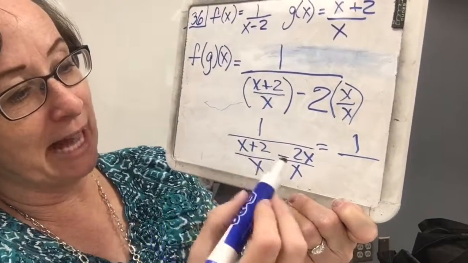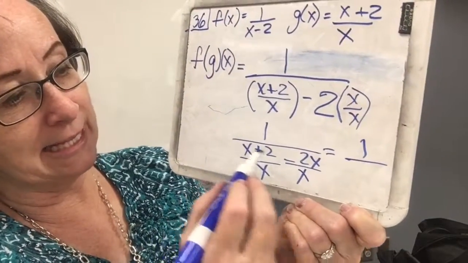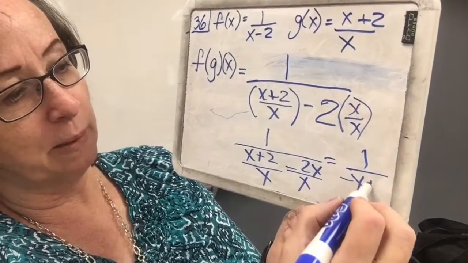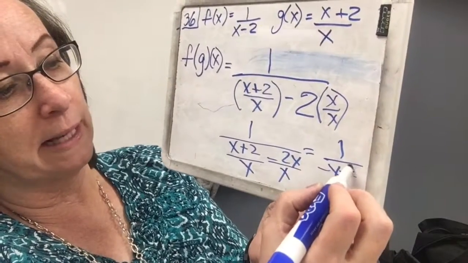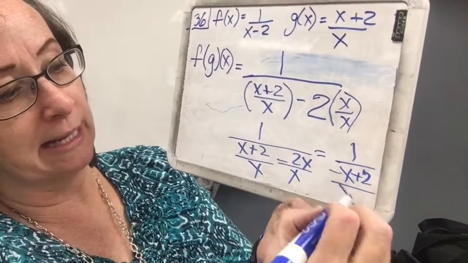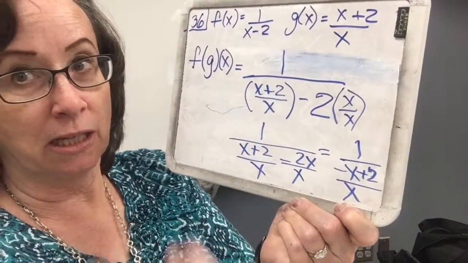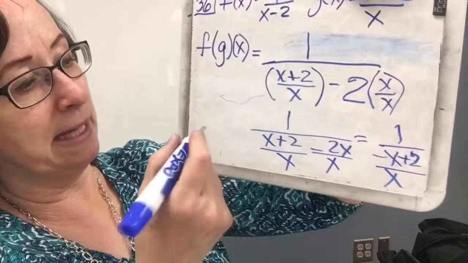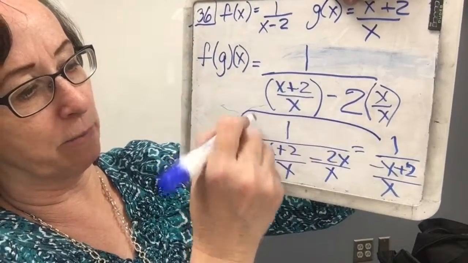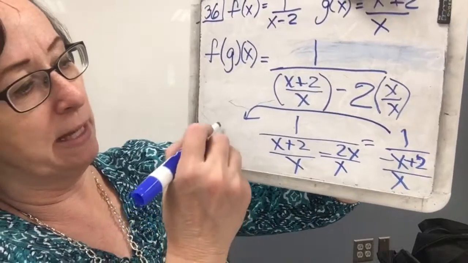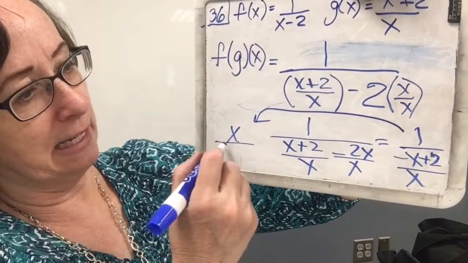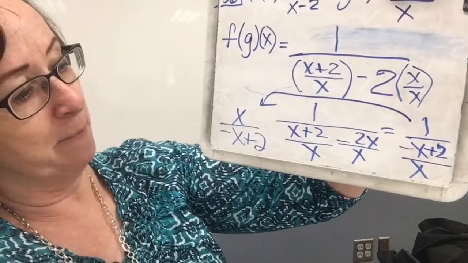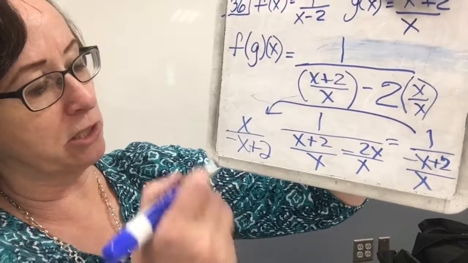So now I've got to subtract, and x take away the 2x is going to be a negative x plus 2 over x. Now what happens when I divide by a fraction? I flip and multiply. So isn't that going to be equal to x over negative x plus 2? Because this bottom x is going to flip up to the top, and that would be our composed function.